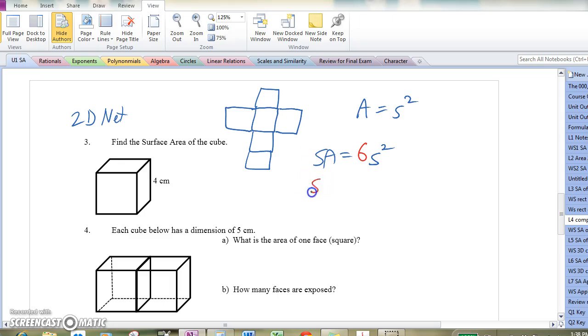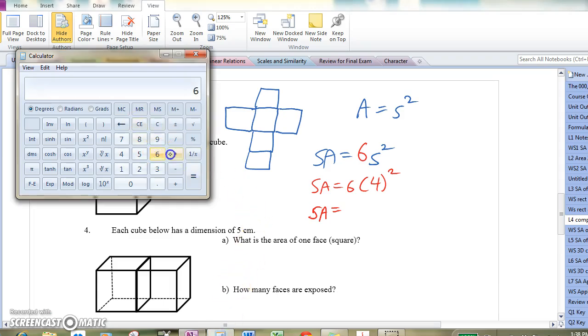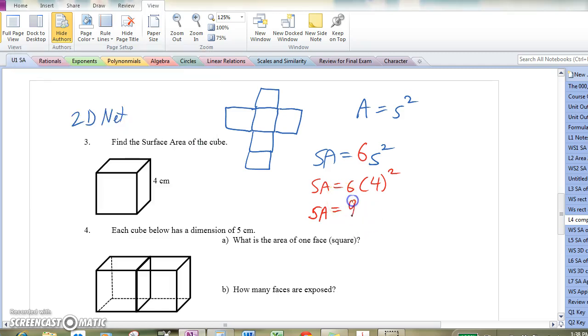Then you could substitute in: surface area equals 6 times 4 squared. Surface area equals, find your answer. 96 centimeters squared. Any questions? So what I did was I found the area of one square, and since there's 6 identical ones, I multiplied by 6. Easy peasy.